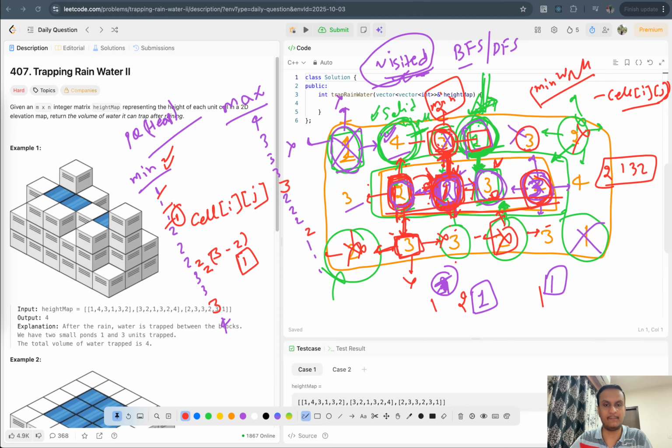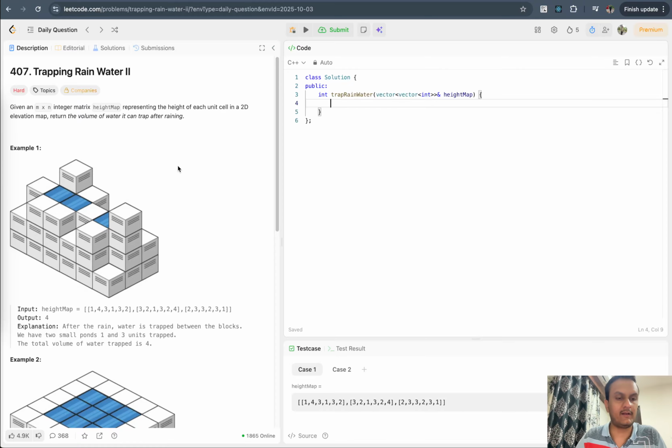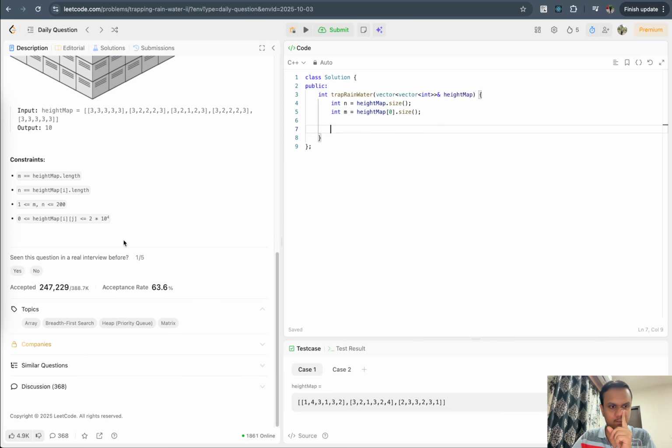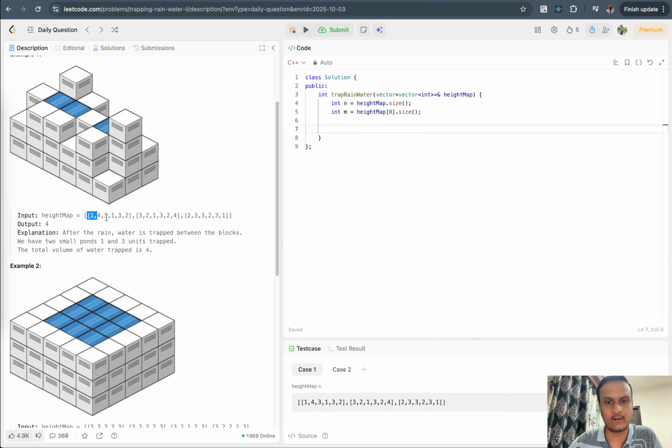Let's quickly jump into the code. I think it's a tricky one. Coding this will be tricky. Okay, let's take int n equal to heightMap of 0 dot size. Here the constraint is given that n is never 0, so that's not a concern. We don't have to take care of that base case. Otherwise we would have to take care of that base case as well, where n is equal to 0.